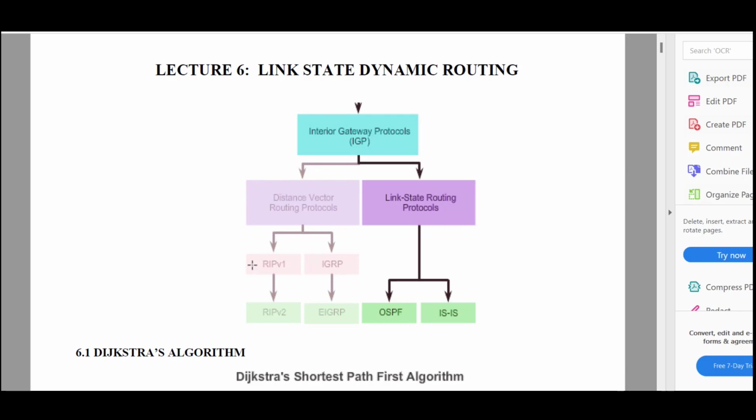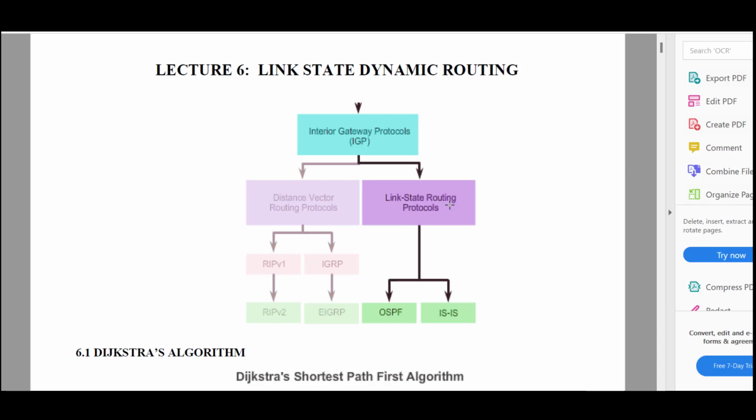We discussed the RIP protocols, RIP version 1 and RIP version 2, and what the differences are. Then we discussed IGRP and EIGRP, and the differences between IGRP and EIGRP. We also discussed the advantages of distance vector. Now we are going to talk about link state routing protocols.